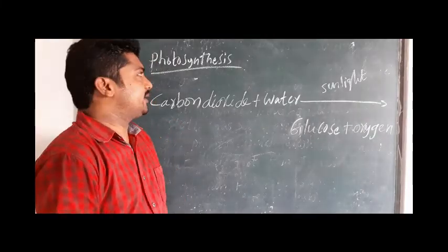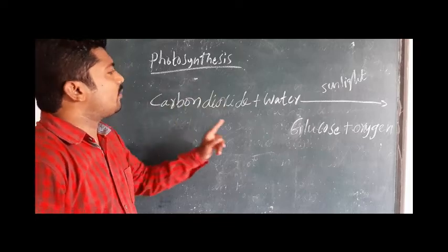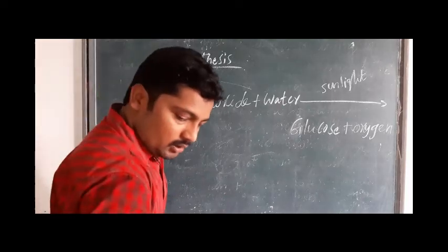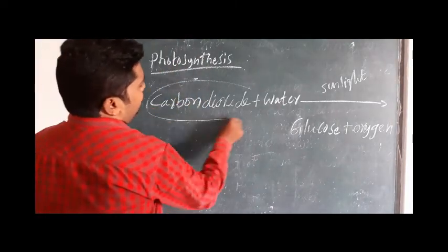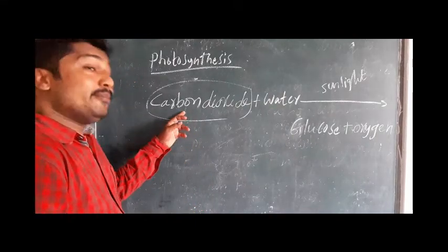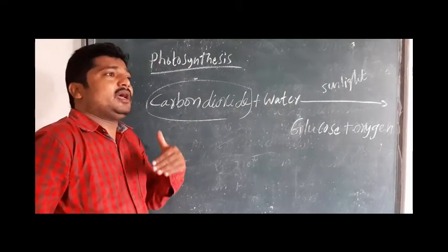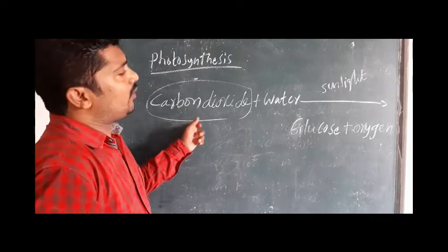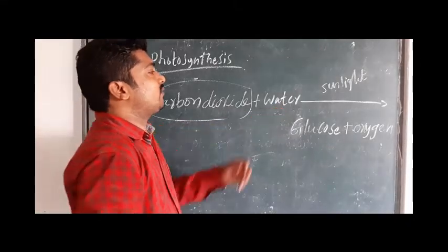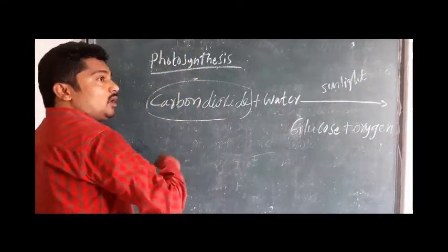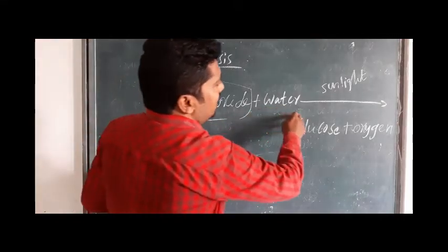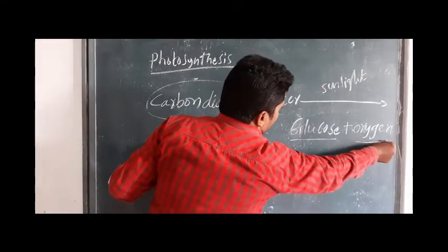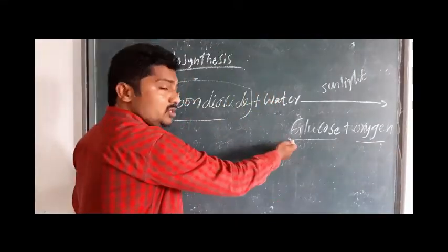So children, let's say photosynthesis: carbon dioxide, from where do we get it? From the atmosphere, isn't it? This is the impure air which we breathe out. Not only we, all the animals also breathe out. This is the impure one, and water molecules they get from the roots, that I will tell you later. And in the presence of sunlight, they get glucose and oxygen. This oxygen they send out, glucose they take in.